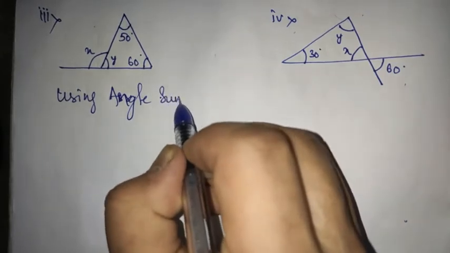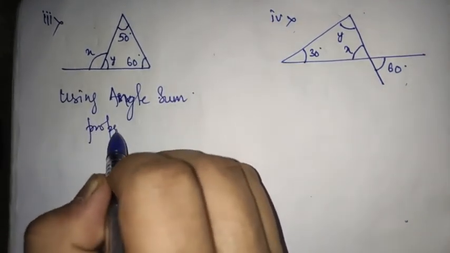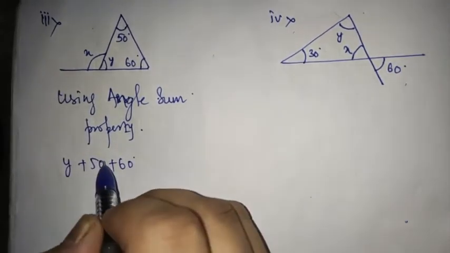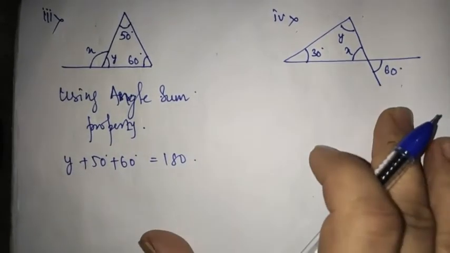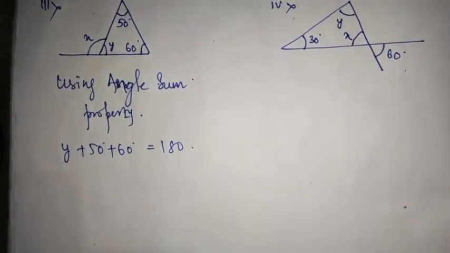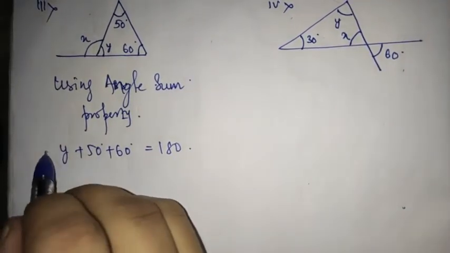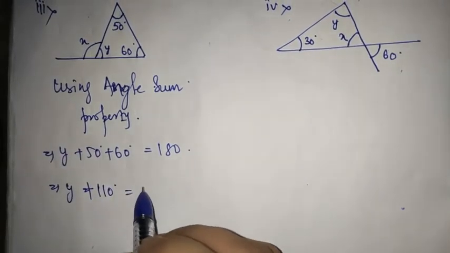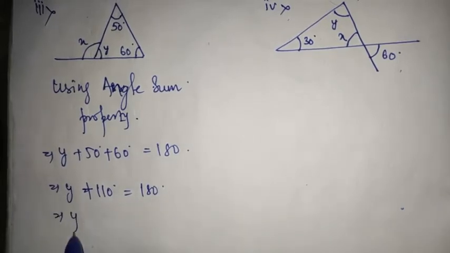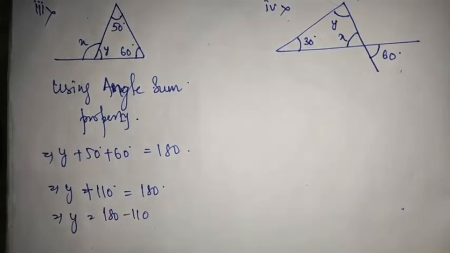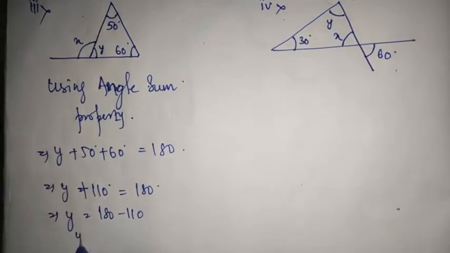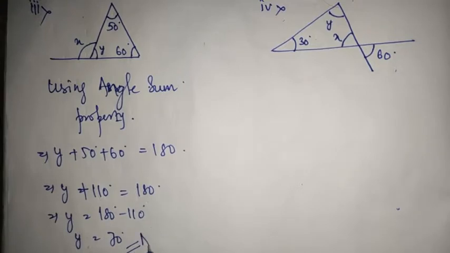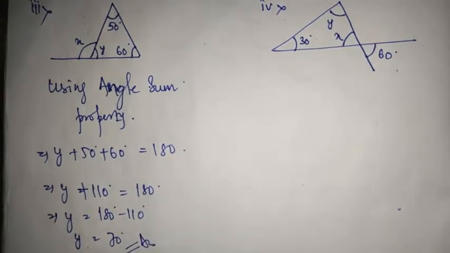Okay, angle sum property. Using angle sum property, you can write y plus 50 plus 60 is equal to 180 degrees. That is, the sum of all the interior angles is 180 degrees, right? So you can find the value of y, that is y plus 110 degrees is equal to 180 degrees, right? So y is equal to 180 minus 110. So when you subtract this, you'll get 70 degrees, right? So you got the value of y. Now your job is to find the value of x.